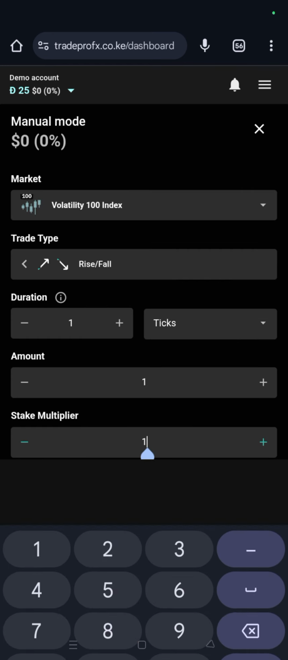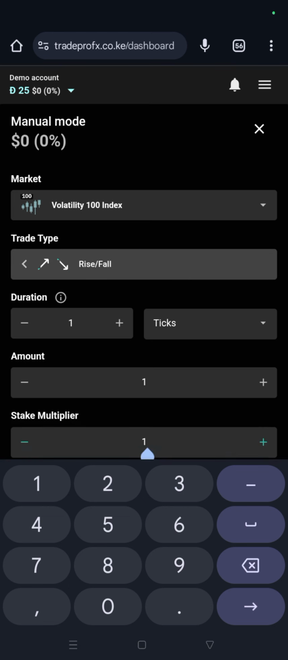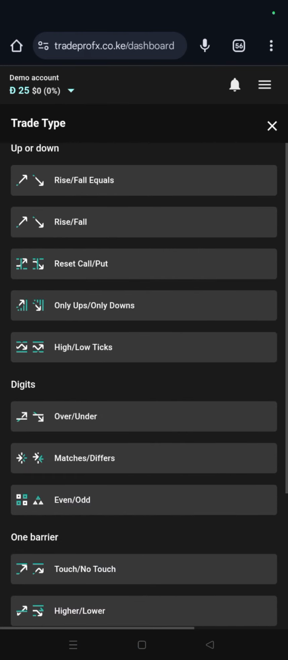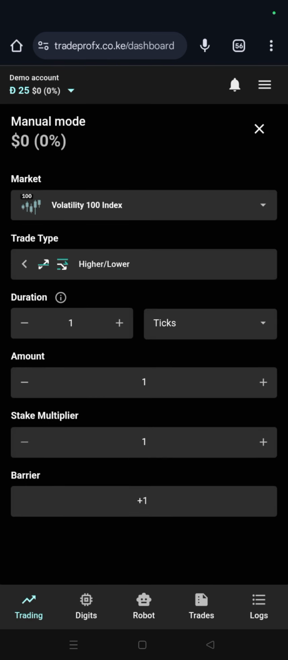So you will just click configuration. Today we will be trading higher lower. So you go to the trade type, not rise and fall. You click rise and fall, and then you go to higher lower, which is on the one barrier. You'll just click on higher lower, and then the duration must be 5 ticks.